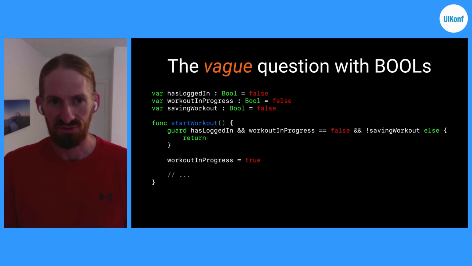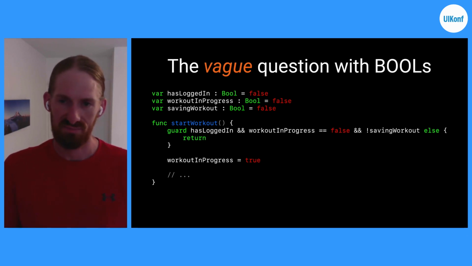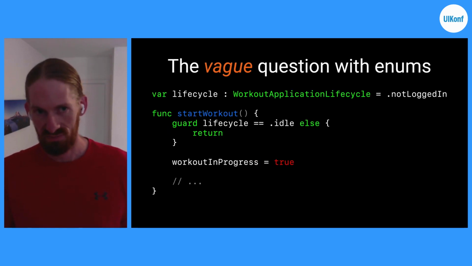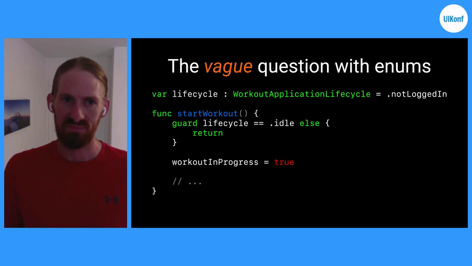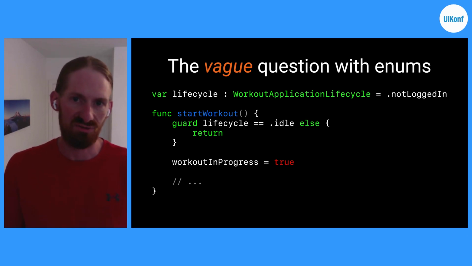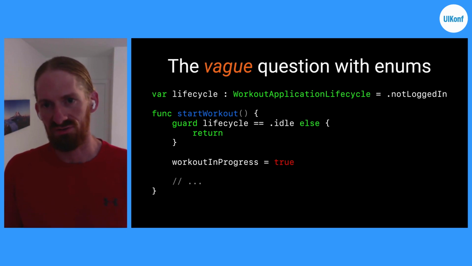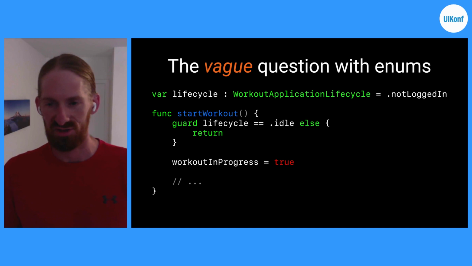These 3 variables are describing the state of the object. They're intended to answer questions like whether or not the user is logged in. They weren't designed to answer questions about starting workouts. We can improve the code by referencing our lifecycle enum. The idle case happens to be the only one where we can start a workout, so technically the code we have here will work. But we're still comparing 2 values to see if they're equal, instead of asking a specific question about starting a workout.